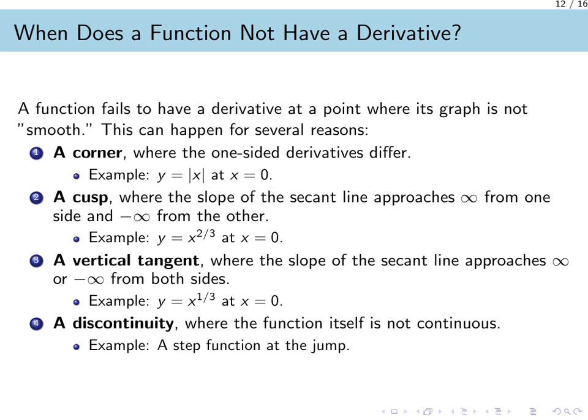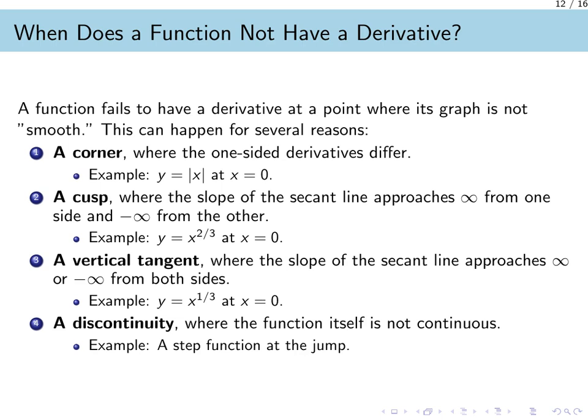First is a corner, which is a sharp point where the slope changes abruptly. For example, the absolute value of x at the origin has a slope of -1 from the left and +1 from the right, so there is no single limiting slope.